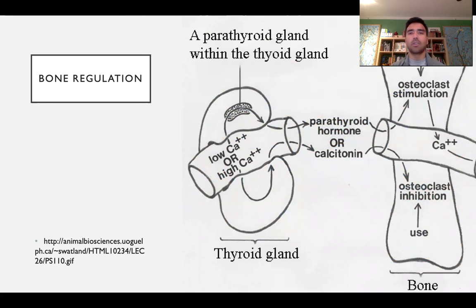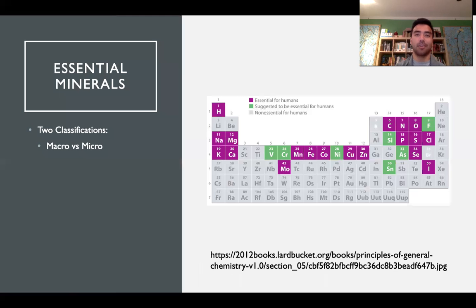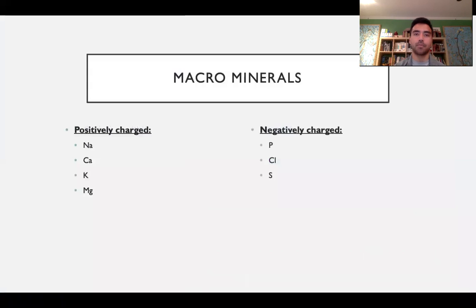So it's clear that minerals play an essential role in biological life, and the minerals that play that role are known as essential minerals. They come in two classifications, macro and micro minerals, and they differ based off of abundance in diet. Macro minerals are typically measured on a grams per day basis versus micro, which is typically measured on a parts per million basis.